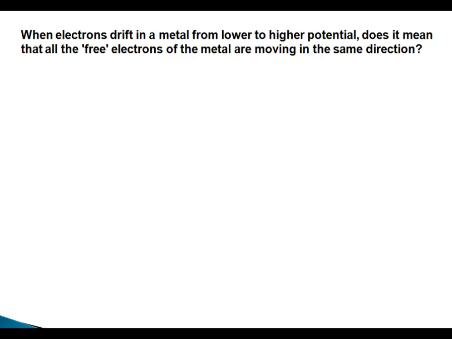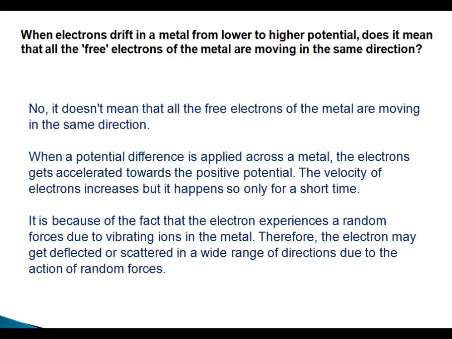Now one more question. When electrons drift in metal from low to high potential zone, does it mean that all the free electrons of the metal are moving in the same direction? You have to say no. Not all the electrons move in the same direction. Basically, drift velocity is a superposition over thermal speed. So just read it.